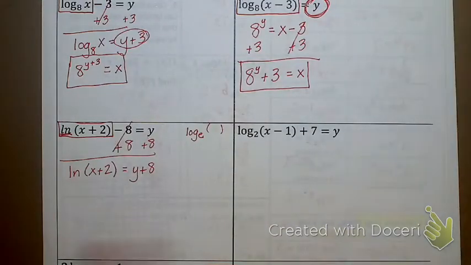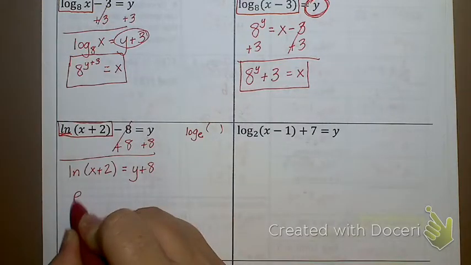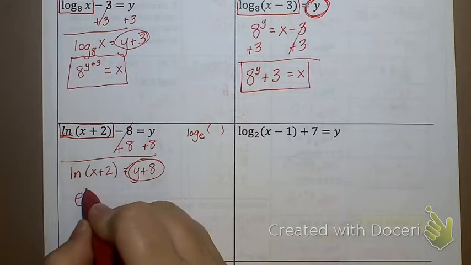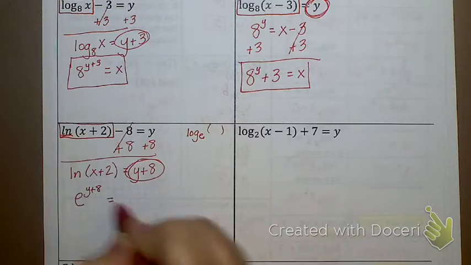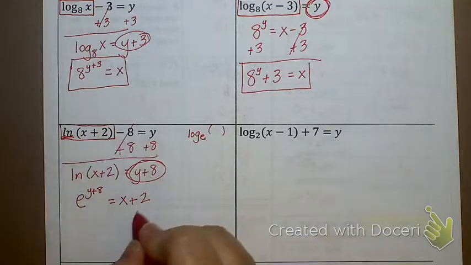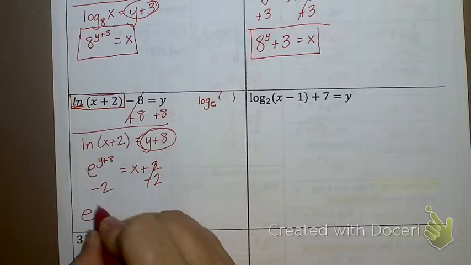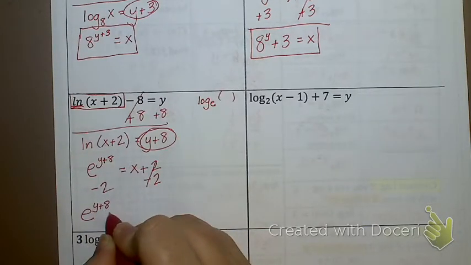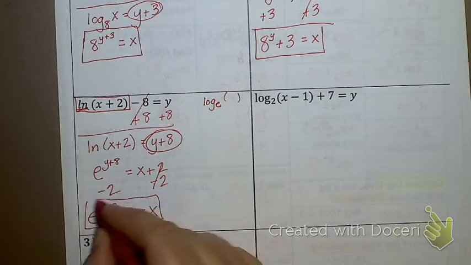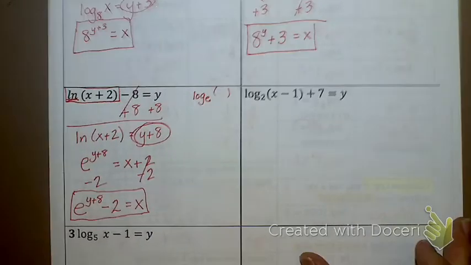What is the base in my natural log? e. So when I go to exponential form now, I have e to the what power? y plus 8 equals x plus 2. Is x by itself? So I'm going to subtract 2. So I have e to the y plus 8, minus 2, equals x. x is by itself, so I am done. All right, you try the next one.